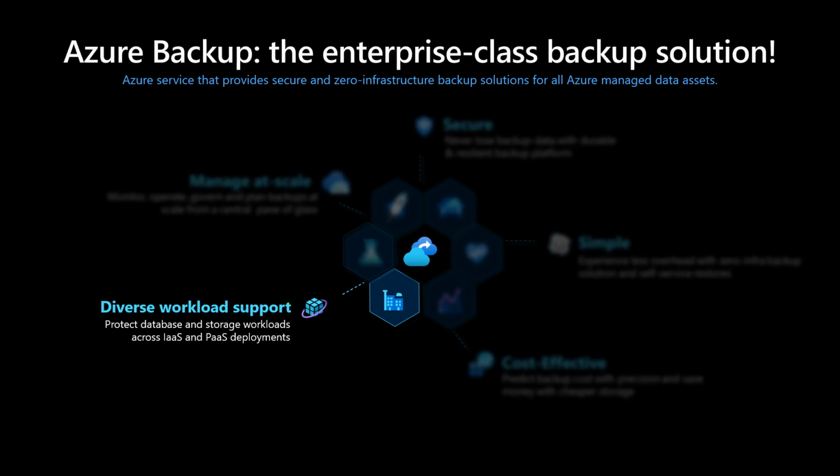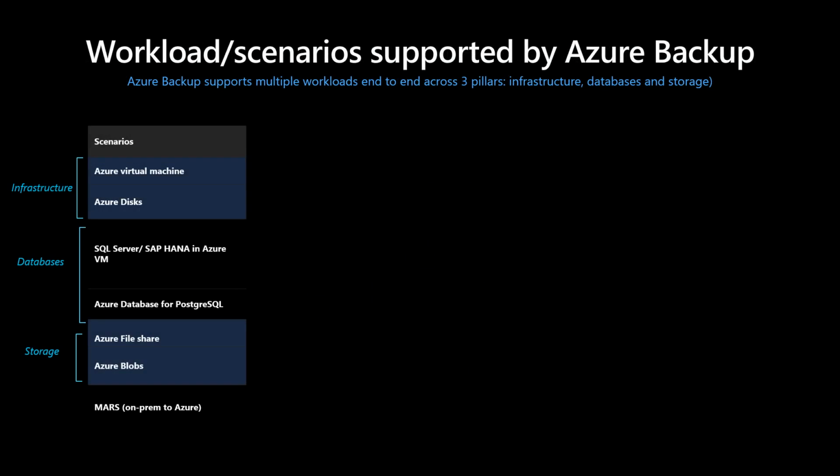Looking at the diverse workloads of Azure Backup in a bit more detail, we'll see the range of support across three pillars: infrastructure, databases, and storage. If we drill down a bit deeper, you can back up Azure virtual machines and Azure disks in the infrastructure pillar, SQL databases or SAP HANA in an Azure virtual machine in the databases pillar, and in storage you can back up Azure files, Azure blobs, or you can use the Microsoft Azure Recovery Service or the MARS agent to back up on-prem servers to Azure.